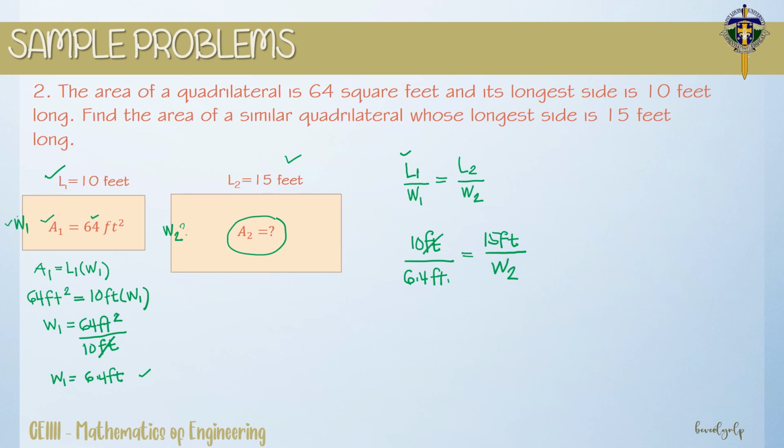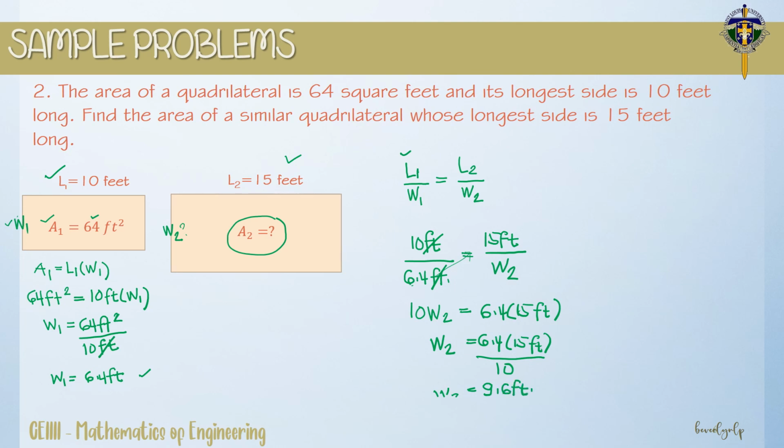So feet and feet will cancel out. This becomes, cross multiply, W2 times 10. That is 10 W2 is equal to 6.4 times 15. That becomes 6.4 times 15 feet. So W2 is equal to 6.4 times 15 feet divided by 10. So W2 is 9.6 feet.